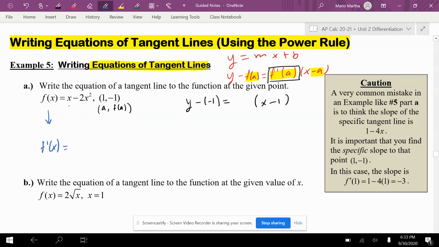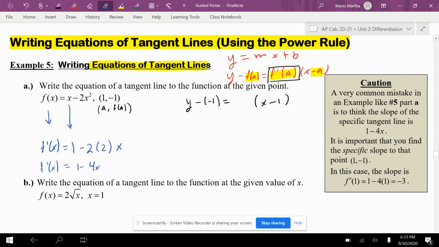So this is going to be f prime of x. You bring the power straight down. First derivative of x is just positive 1. And then you have a constant here, which is negative 2. So negative 2 times your n is positive 2, and that gives us x to the first power, right? So from there, we move forward, and we're going to end up with f prime of x equals 1 minus 4x.